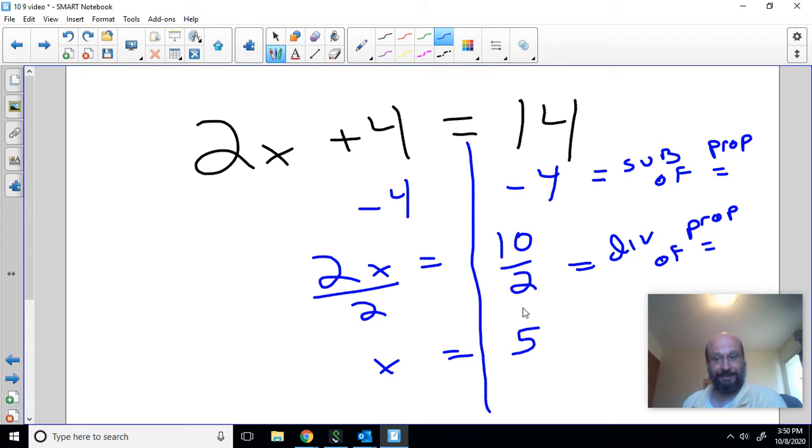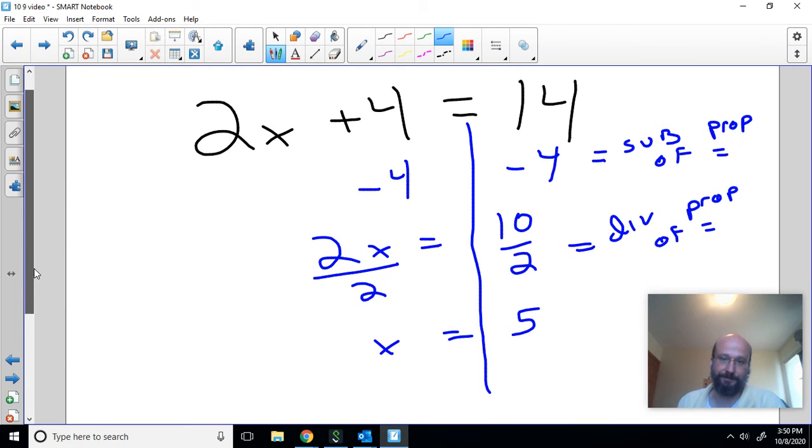So this is still a two-step, and instead of just showing me the answers, you're also going to talk about what these properties are. When you subtract from both sides, it's the subtraction property. When you divide from both sides, it's the division property, and we come up with our answer. I'm also going to ask that you check your answer starting now.